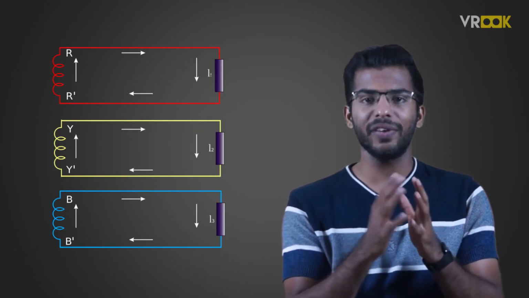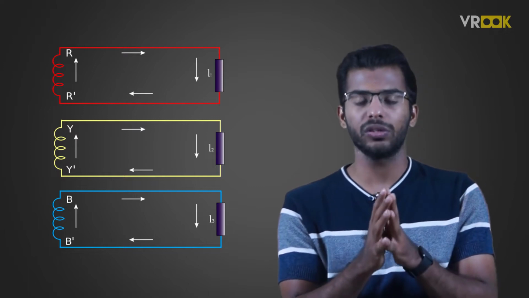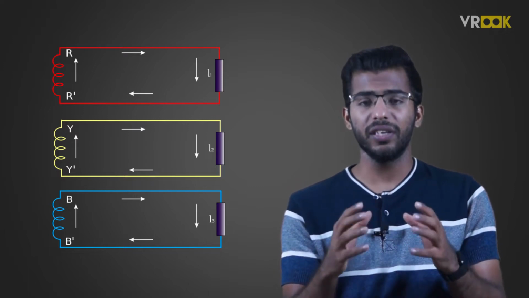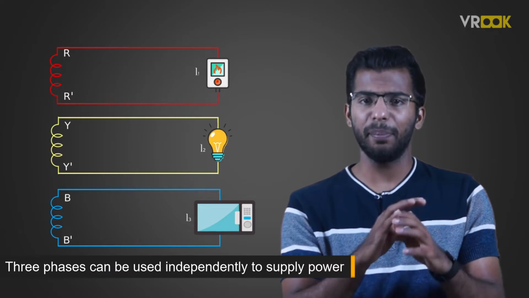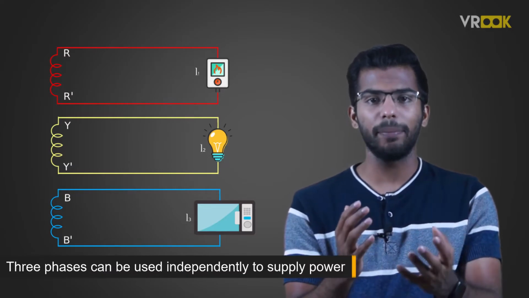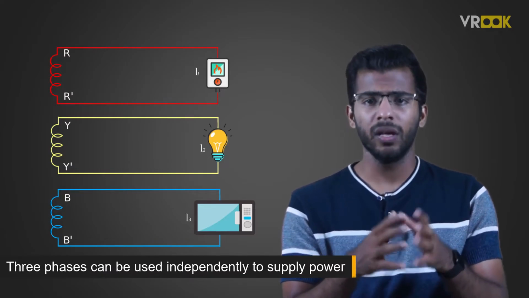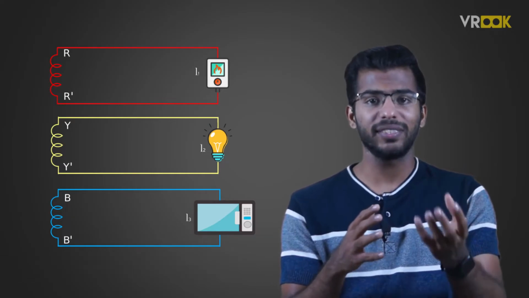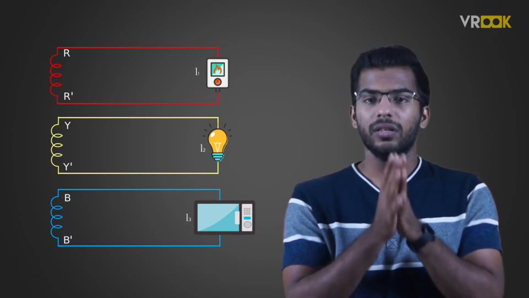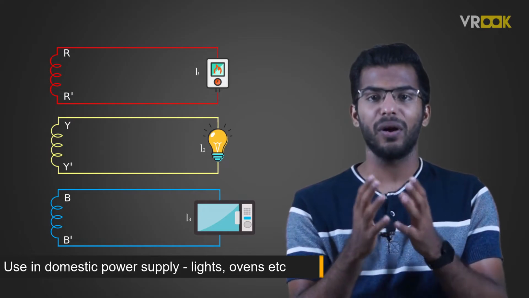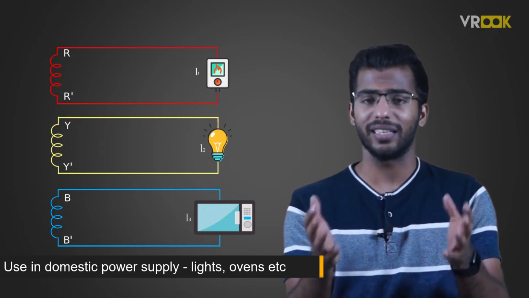Now, these three-phase voltage systems can be used in two ways. In the first case, the three phases can be used independently to supply power to different loads. Each load gets power from a single phase of three phase. This is the type we use in domestic power supply like lights, ovens, etc.